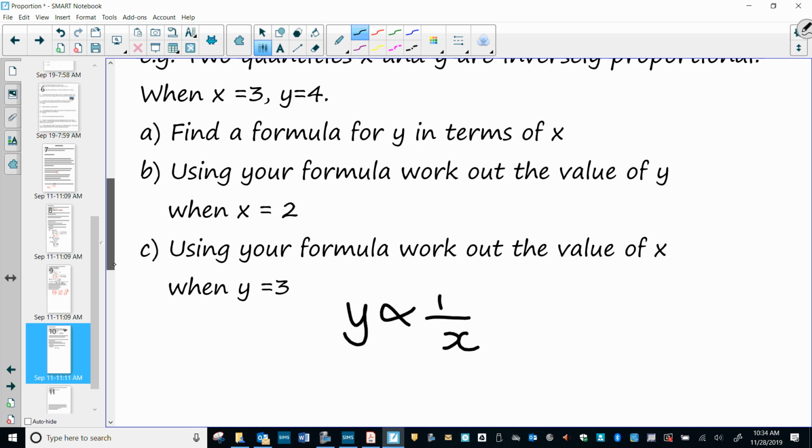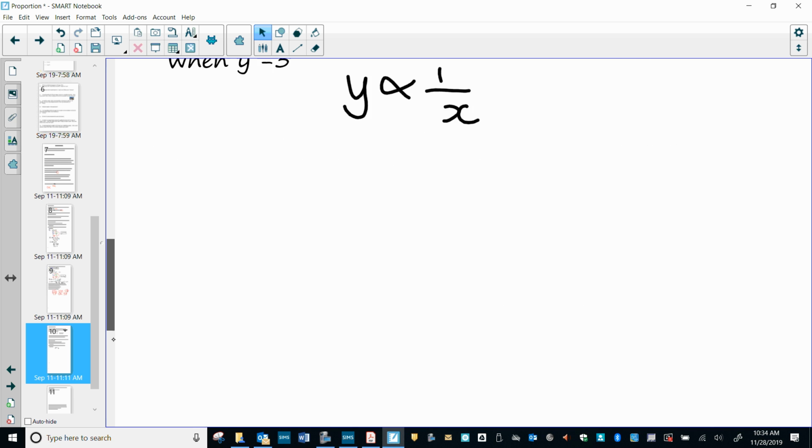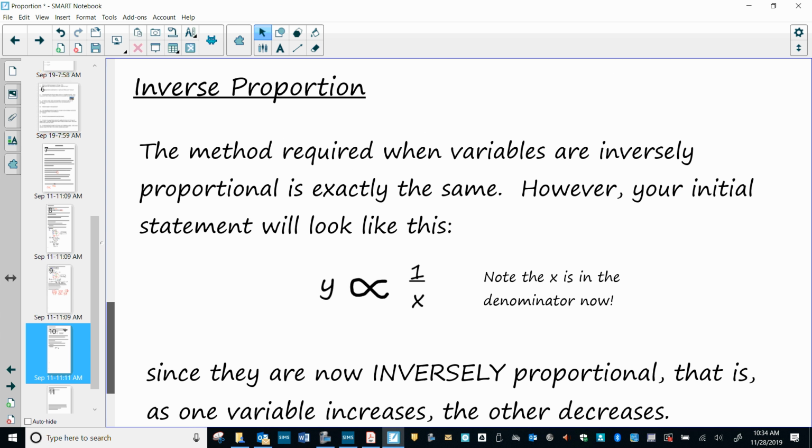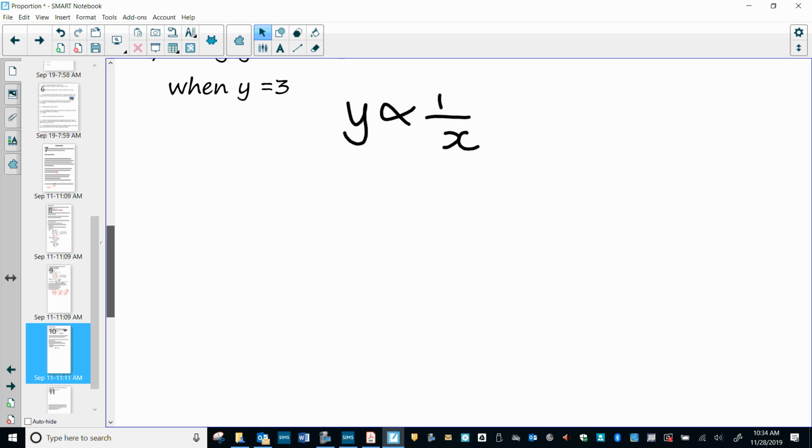Why is the 1 there? Because it's inversely proportional. Because remember, as one thing increases, the other decreases. Remember yesterday when we were doing direct proportion, we were multiplying stuff, and the inverse you tend to divide.